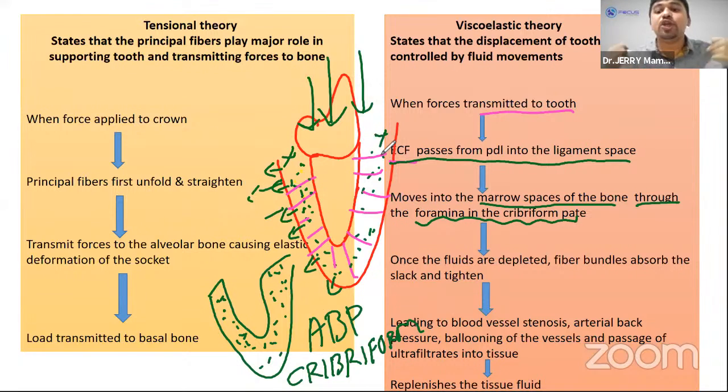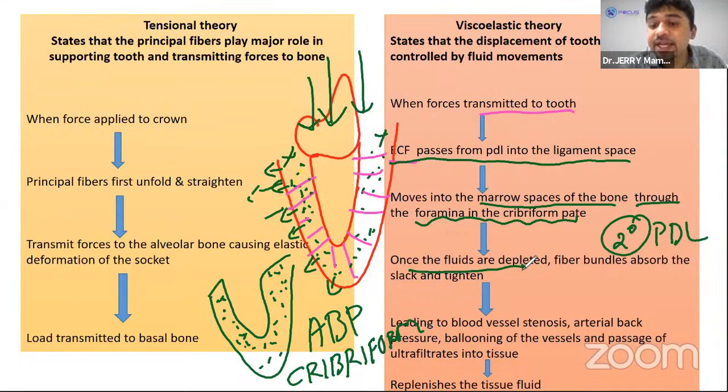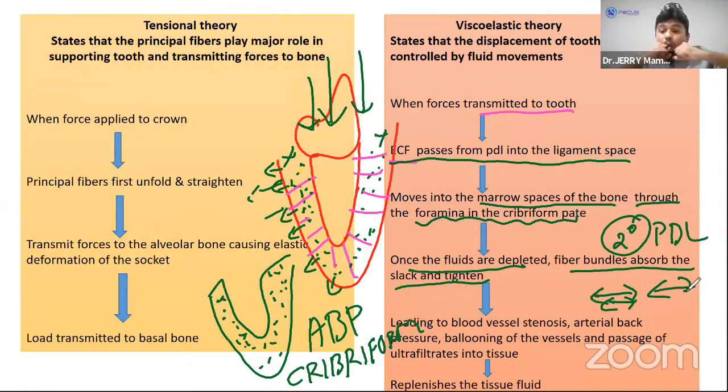So that is when your periodontal ligaments will take up the secondary role. From here onwards, the secondary role of the periodontal ligament fiber starts. Once the fluids are depleted, the fiber bundles will absorb the slack and tighten. Just like before, the fibers will get stretched in both directions. Now, once these fibers get stretched, what will happen?